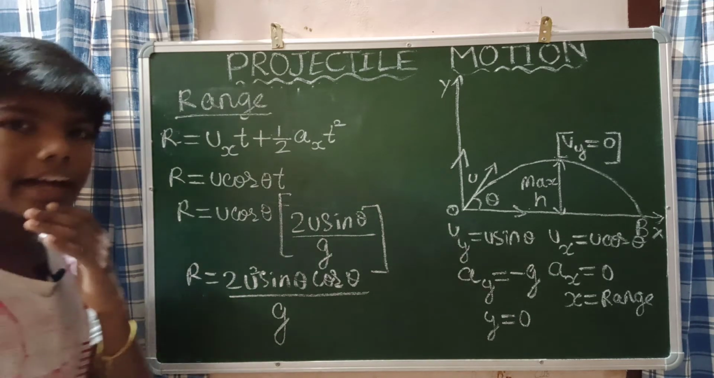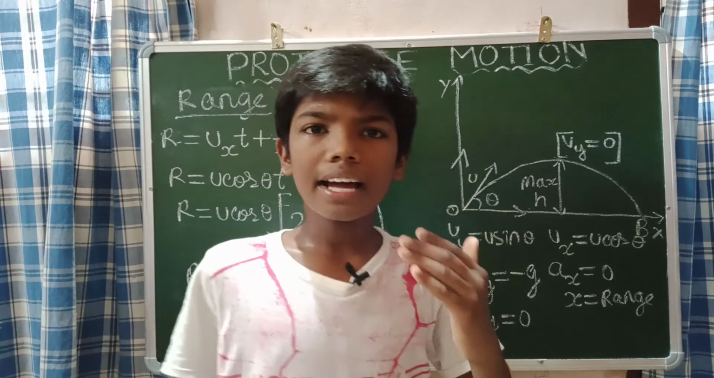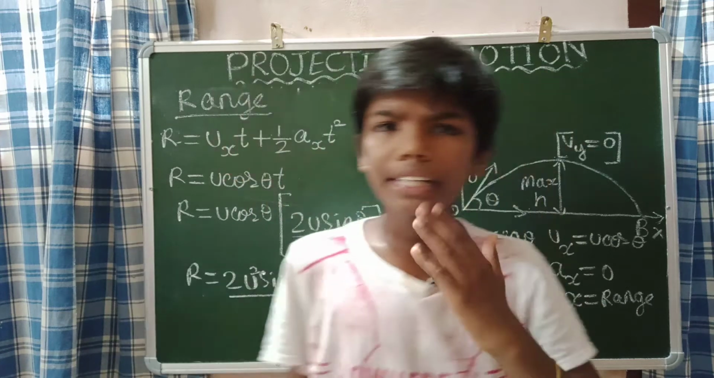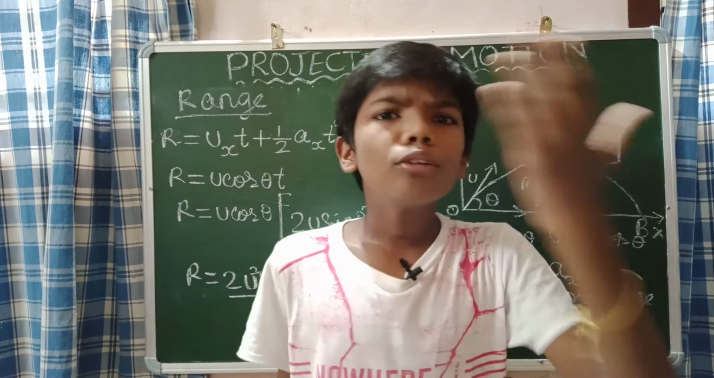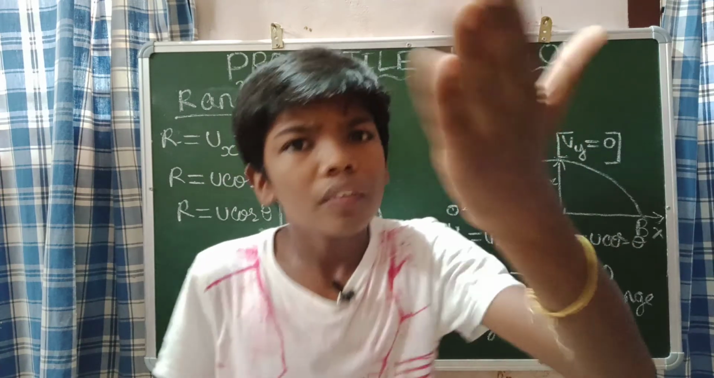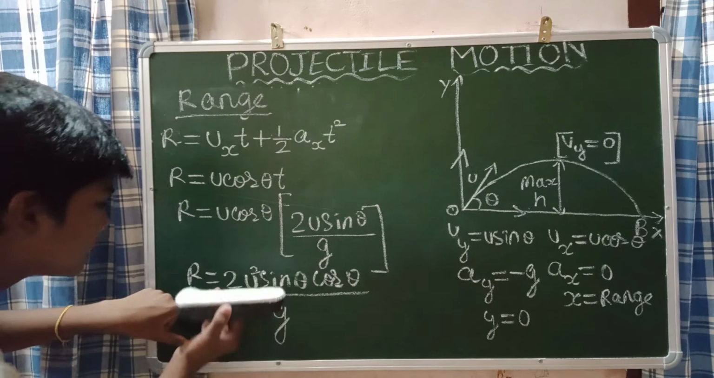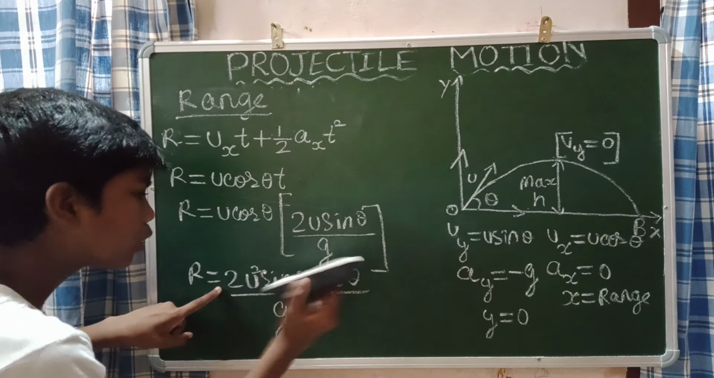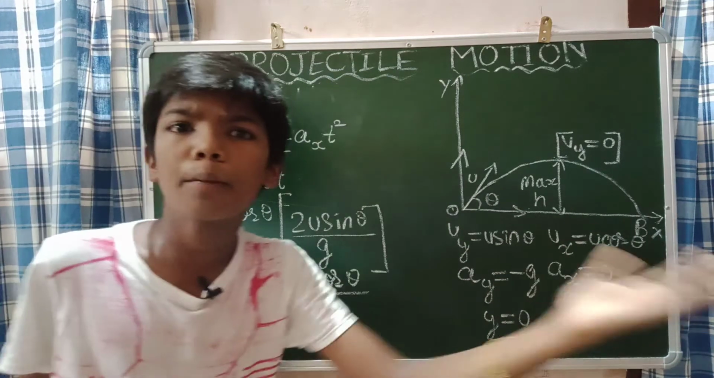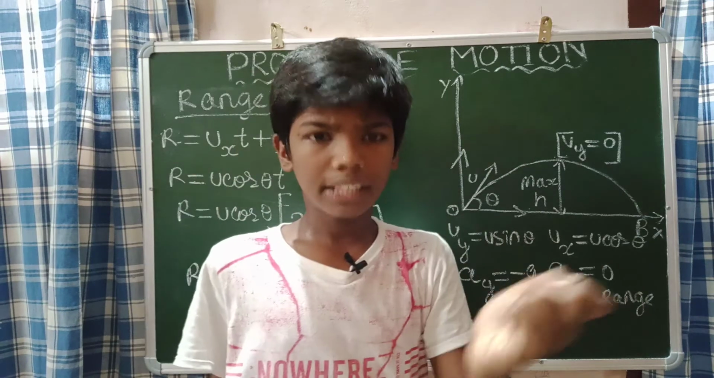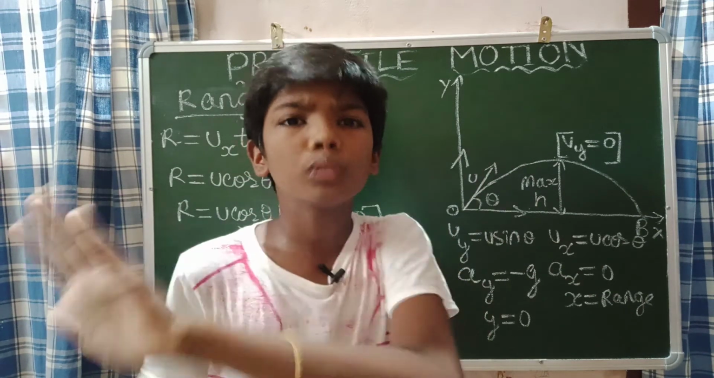Now tell me one thing, guys. In trigonometry you learned the double angle formula: sin 2 theta is equal to 2 sin theta cos theta. Here we have 2u square sin theta cos theta, which has the form 2 into sin theta cos theta. Understand this, guys? Sin 2 theta is equal to 2 sin theta cos theta.